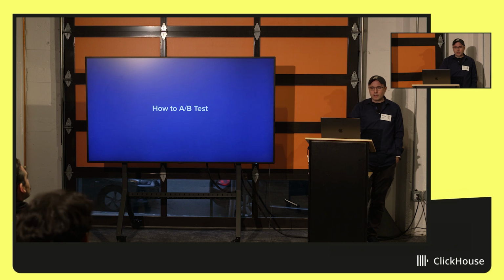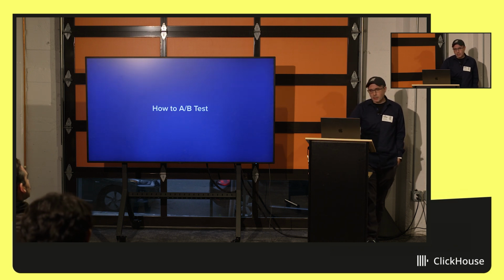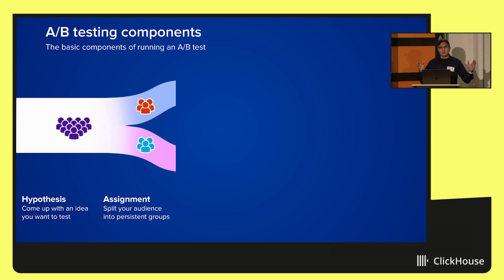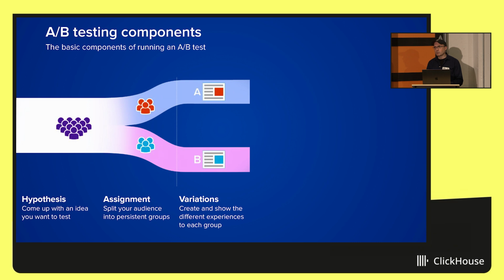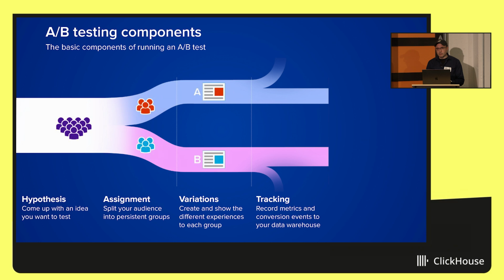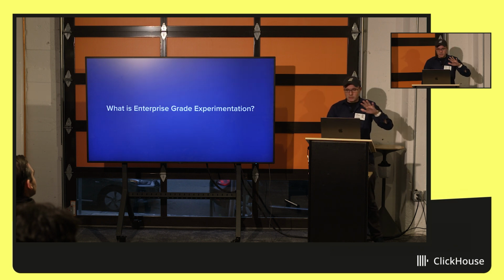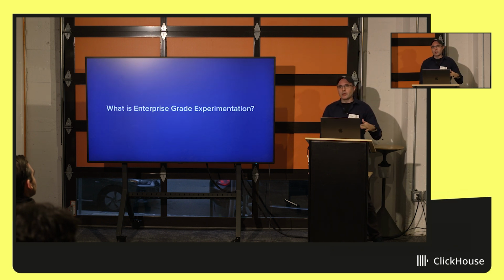So let's quickly take a look at the mechanics of an A/B test. There's a couple different parts of it. Usually you come up with a hypothesis: what do you want to test? You then randomly assign your audience into one or more groups. You then serve those groups the different experiences, the treatments, and then you track how they do on your product. And then use statistics to figure out what the impact of that was, whether or not it was statistically significant. OK, so that's how you do experimentation. But what do we mean by enterprise grade?